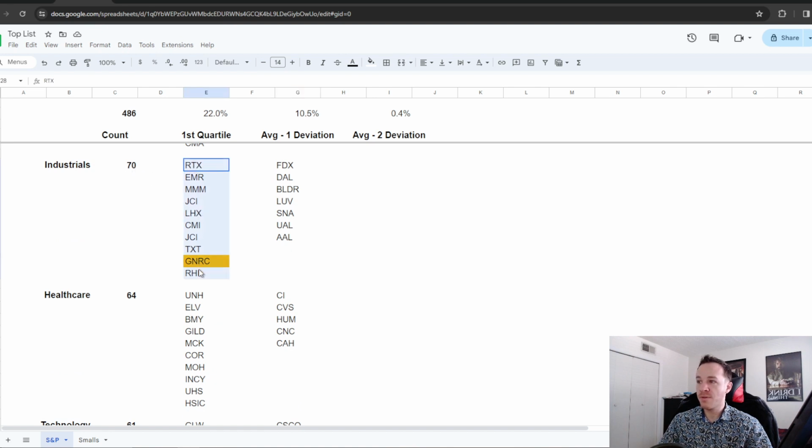We ended up finding 10 companies in the first quartile. When you see the mark with this color right here, that should be an indicator to you that that's actually a company that I have in my portfolio already. But then in the average minus one standard deviation, we have 7 companies.